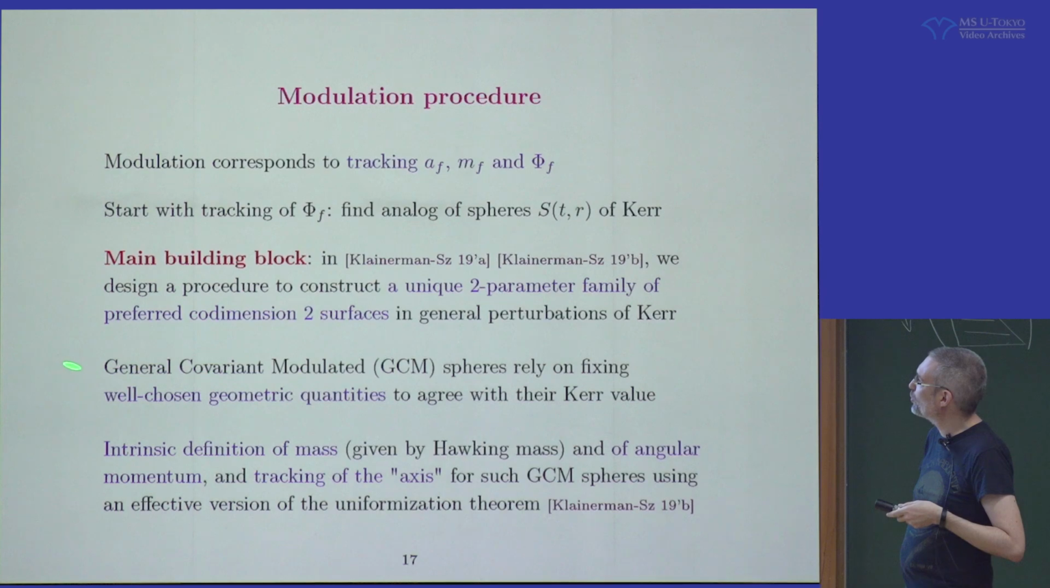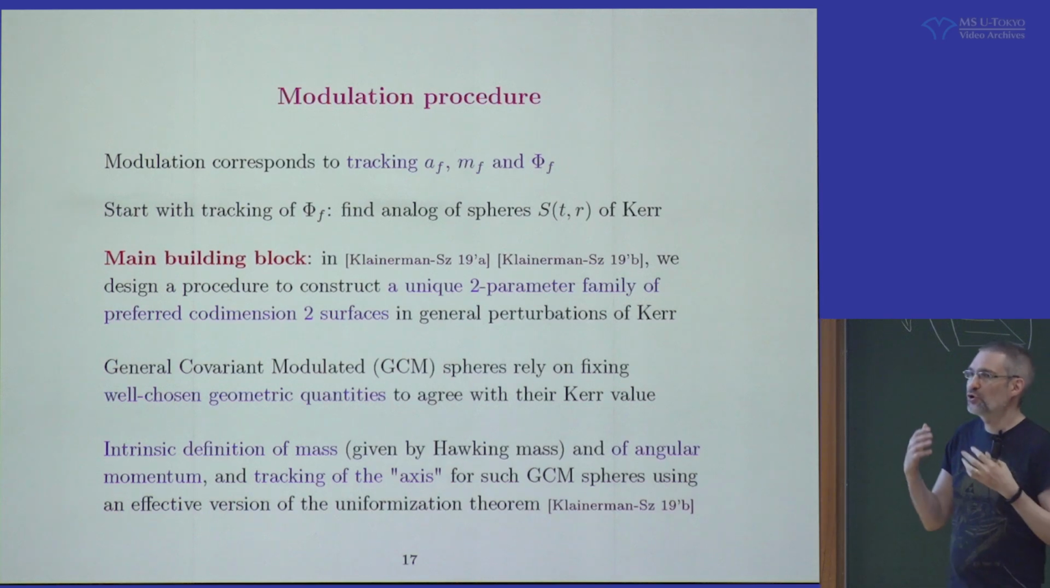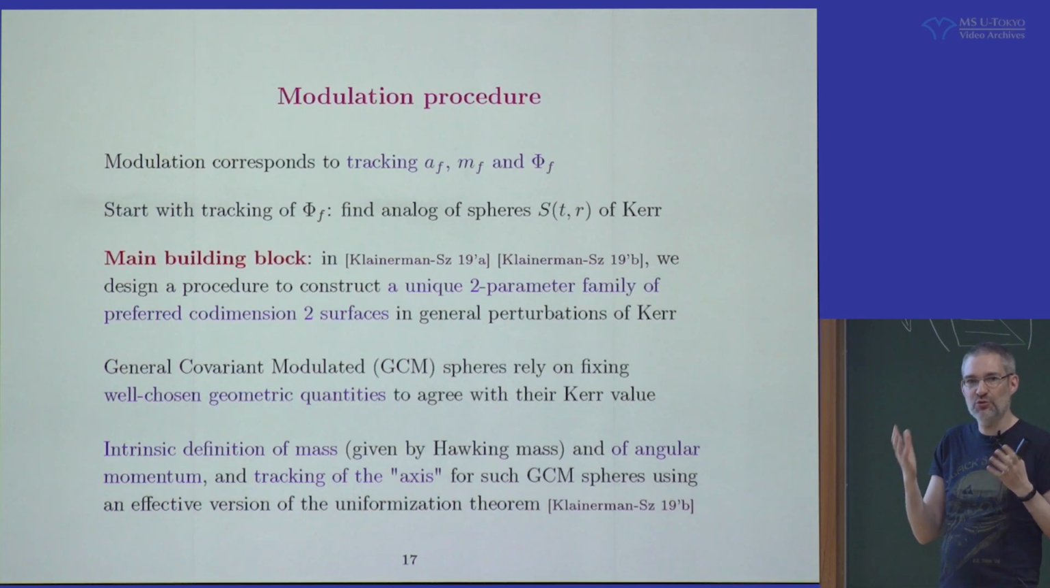Okay, so this procedure we call the general covariant modulated procedure, or general covariant modulated spheres. General covariant because the kernel is due to general covariance, and modulated because this is modulation. The principle is that it relies on fixing well-chosen geometric quantities to agree with their Kerr values. If you want an example of geometric quantities, for instance, it's a codimension two surface, so there will be two second fundamental forms. So basically, you want to choose the two mean curvatures to be whatever value you have in Kerr.